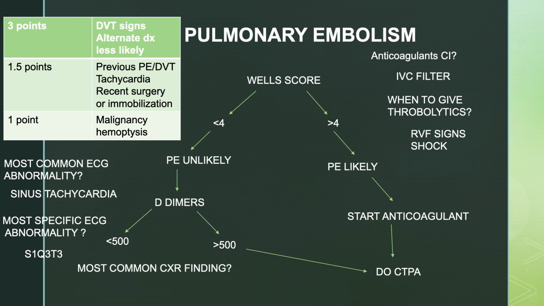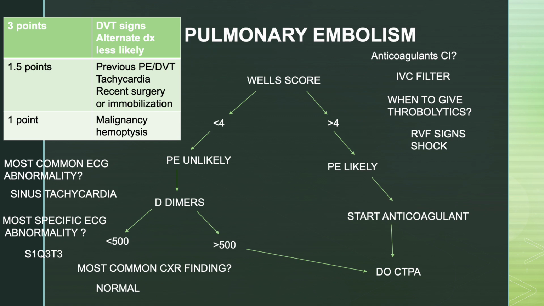Right, what is the most common chest X-ray finding they can ask? The most common chest X-ray is normal. There are some rare features that can be seen on X-ray. For example, you can see Westermark sign or Hampton hump. In Hampton hump, for example, there is a wedge-shaped infarct seen on X-ray, but these are rare. If they ask what is the most common chest X-ray finding, normal.